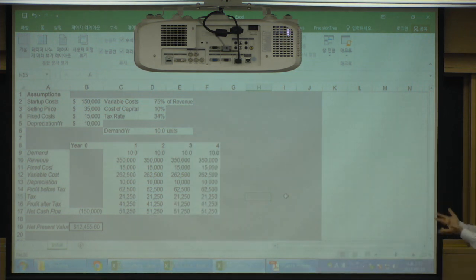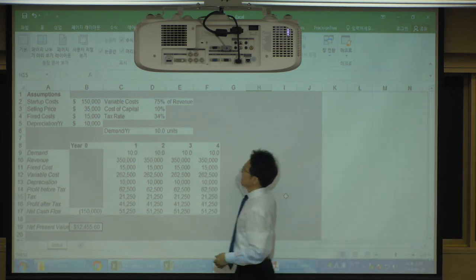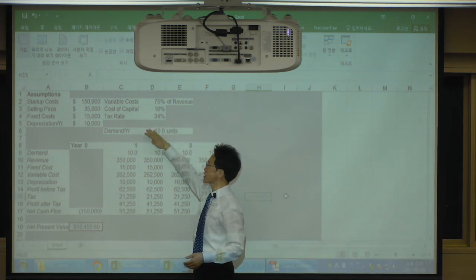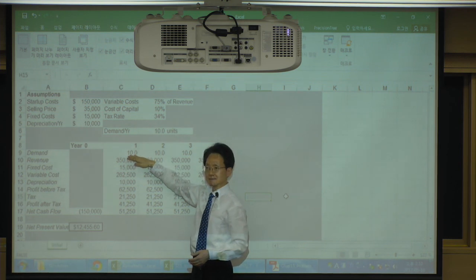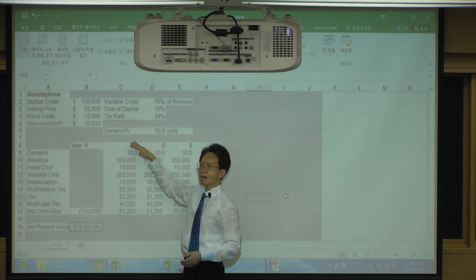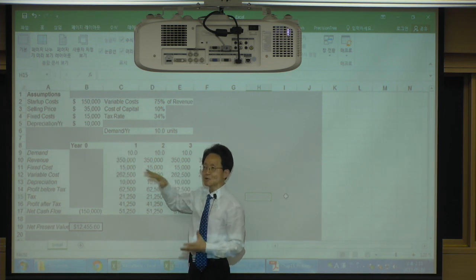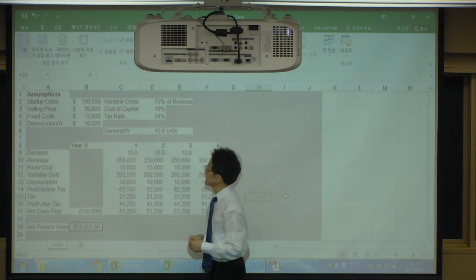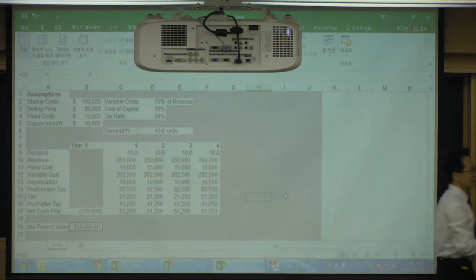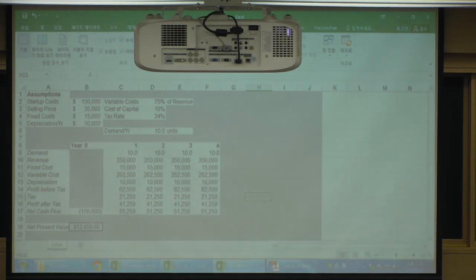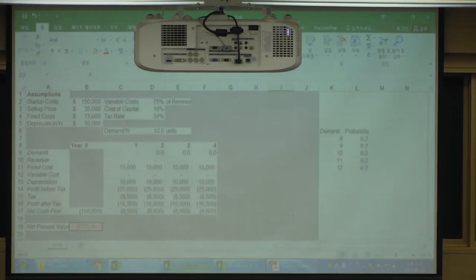And then we have to ask a question regarding these assumptions. Our biggest concern is about the demand. So the demand is not fixed, so we have to change the demand. And let's say we already said that the demand follows this distribution, okay?